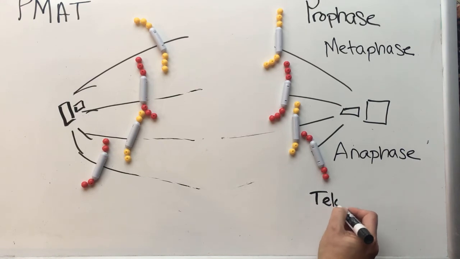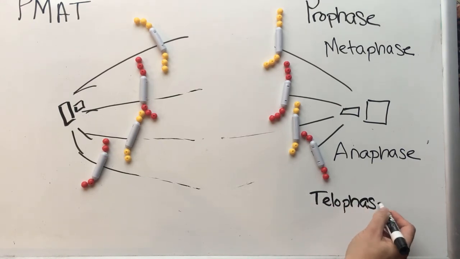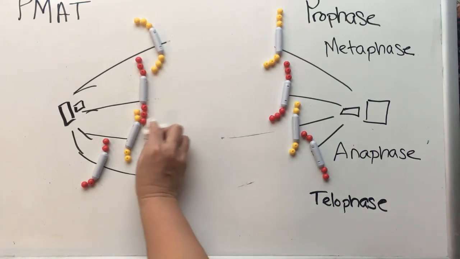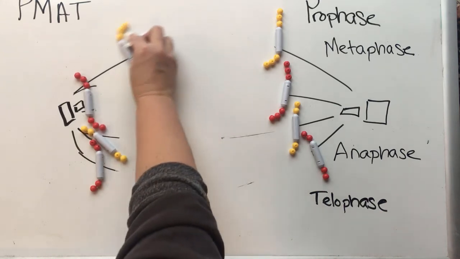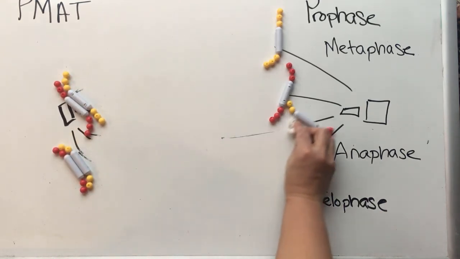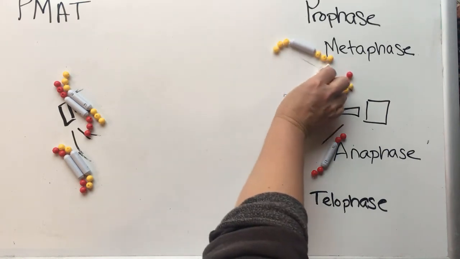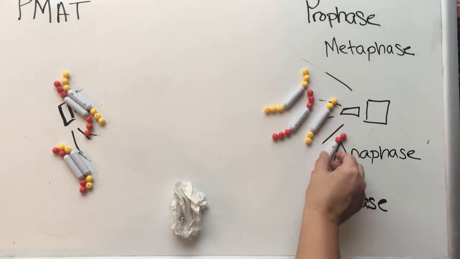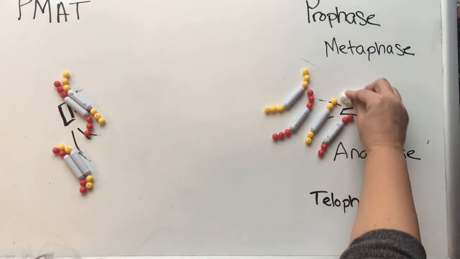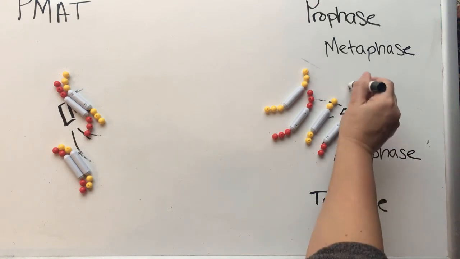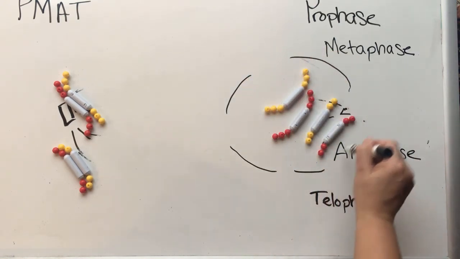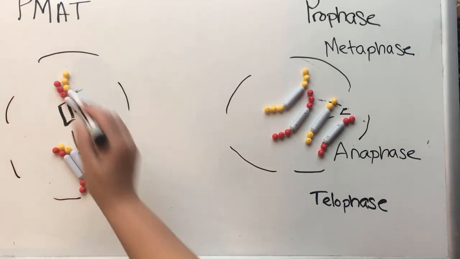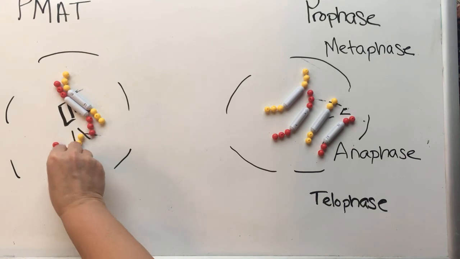Telophase is our last phase. And telophase is essentially the opposite of prophase. So we've pulled all of our chromosomes to this side. We've pulled all of our chromosomes to that side in anaphase. And now what we're going to be doing is we're going to reform our nuclear envelope. So we're going to have a nuclear envelope that's starting to reform over here on this side of the cell. And we have a nuclear envelope that's starting to reform on this side of the cell. And our chromosomes are separated.